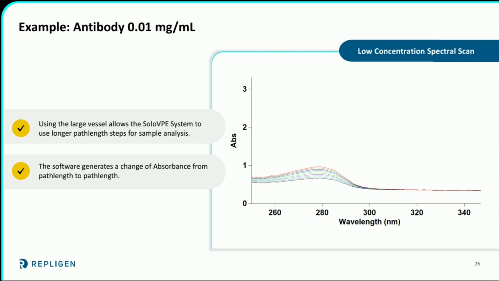With the SoloVPE, we can measure at 10 different path lengths. Typically, if you wanted to get this type of result on a traditional UV, you would have to do 10 different dilutions and measure them individually. For the SoloVPE, each of those lines represents a different path length. The top line would be the furthest path length away from the detector, while the bottom one would be the closest. So essentially, you can get all of this information within a minute on the SoloVPE by using a scan.